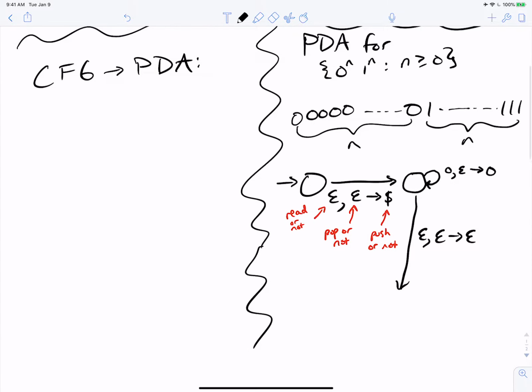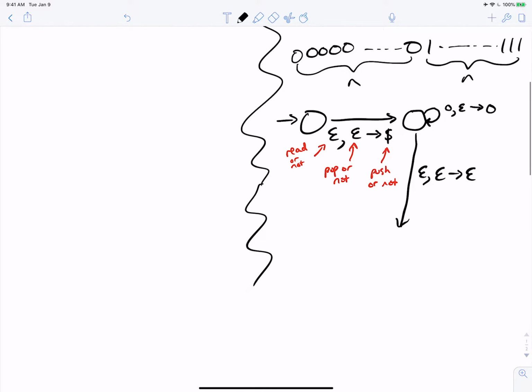But the main reason is the empty string is in this language, so I have to be able to accept the empty string. And if I say I'm going to read a 1 on this transition, then that means I have to pop a 0 in tandem with it. But that means by reading the 1, I'm not going to accept the empty string. So that's why.